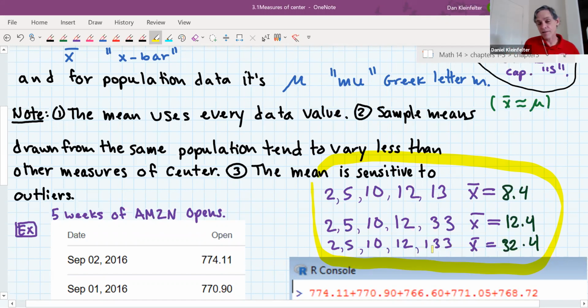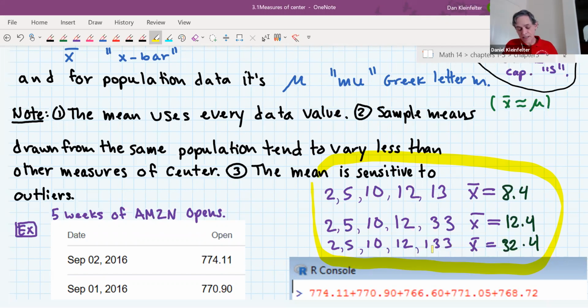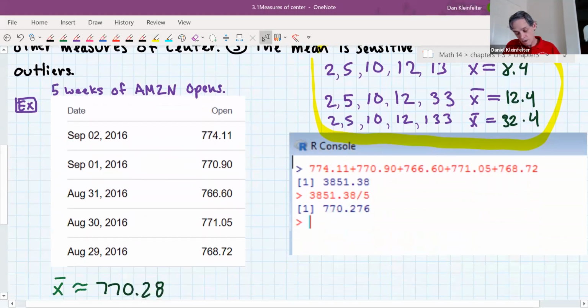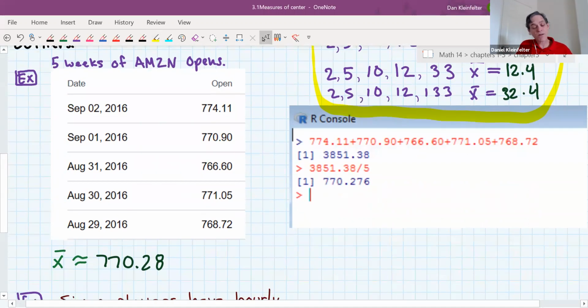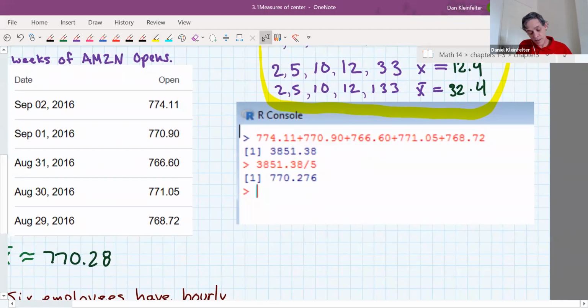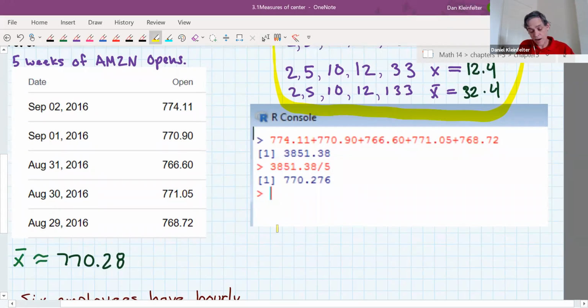The point is that introduction of outliers is going to greatly affect the calculation of the mean. So that's an important thing to be aware of. Okay, a couple more examples. In this part, we've got on the left 5 weeks of Amazon opens, the stock price for Amazon back in 2016. What I had done was just add up the values and then divide by 5 because there were 5 weeks worth of opening prices. And that worked out to be $770.28.